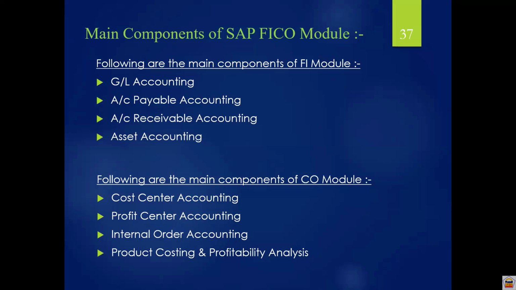Then in this, we will be maintaining different kinds of GL, and what kind of GL those would be. Those would be your income GL, expense GL, balance sheet GL. Under the balance sheet, we have the liability, we have the assets, we have the secondary GL, we have the non-operating GL. So those GL we will be maintaining under the general ledger accounting.